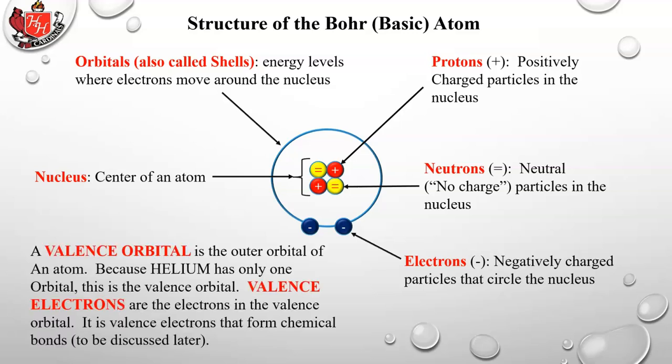Finally, an important term: a valence orbital is the outer orbital of an atom. Because helium has only one orbital, this is the valence orbital. This is a helium atom, by the way. Valence electrons are the electrons in the valence orbital. It is valence electrons that form chemical bonds. So we'll talk about that later.